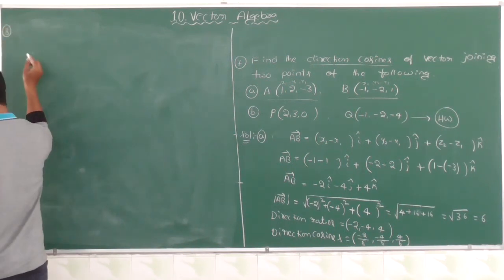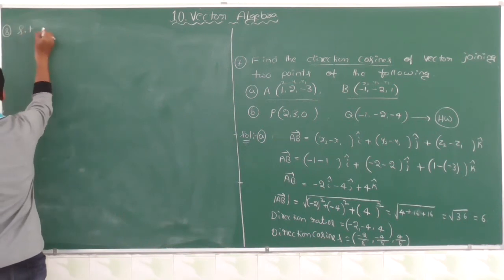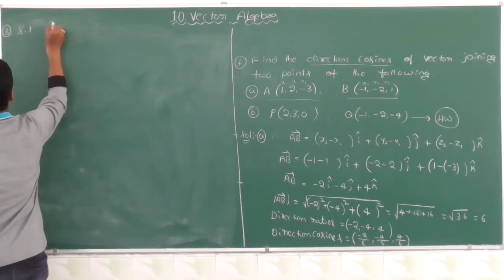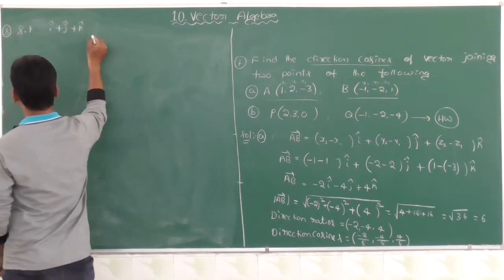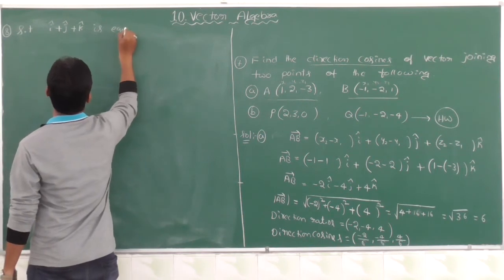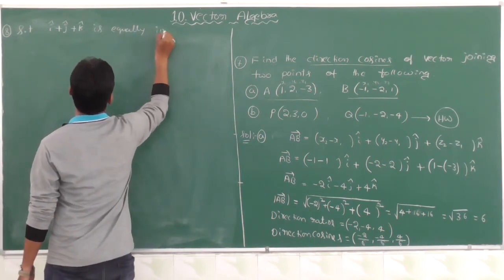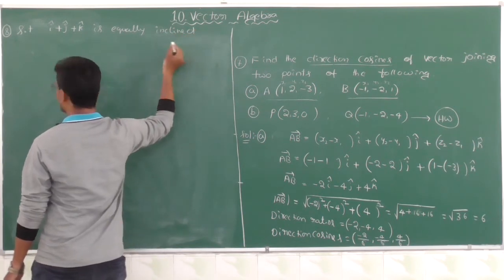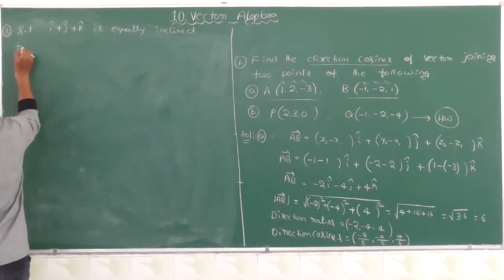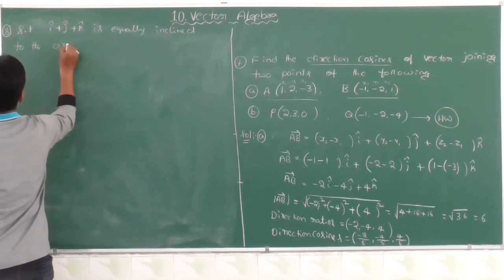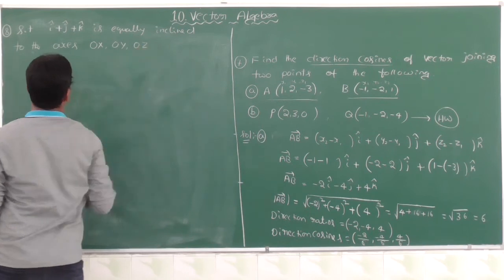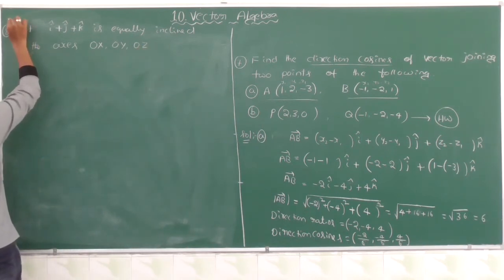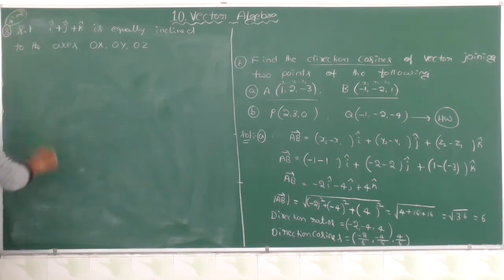Show that the vector i cap plus j cap plus k cap is equally inclined to the axes OX, OY and OZ. Position vectors. It is important for your point of examination. Kindly mark it as important.